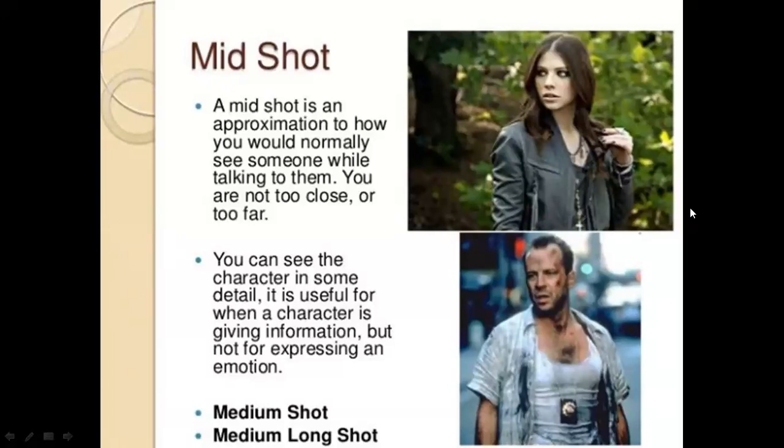You can see the character in some detail. It is useful for when a character is giving information but not for expressing emotions. Similarly, a mid shot is an approximation of how you would normally see someone while talking to them. You are not too close or too far.